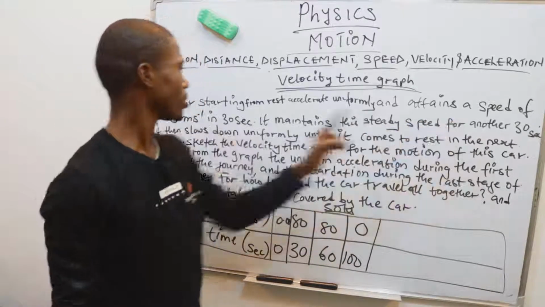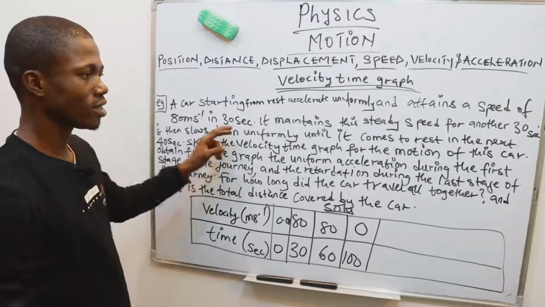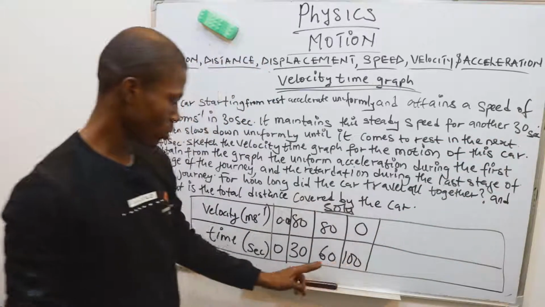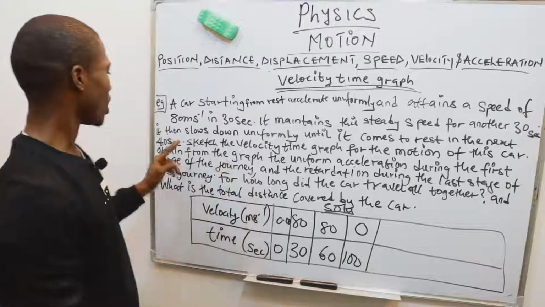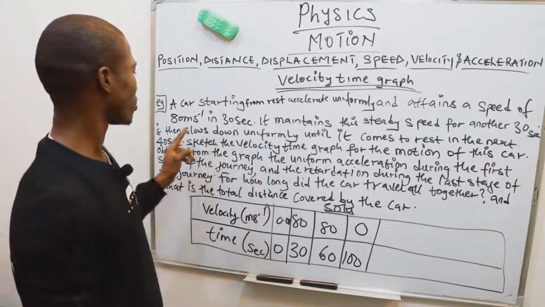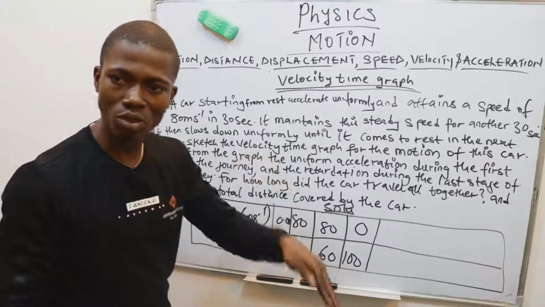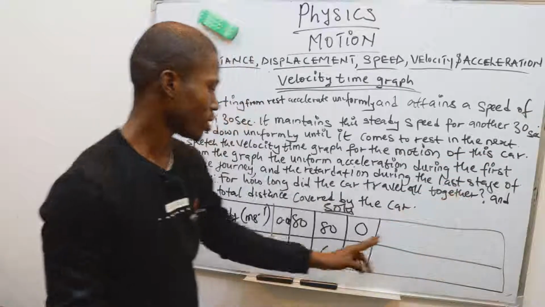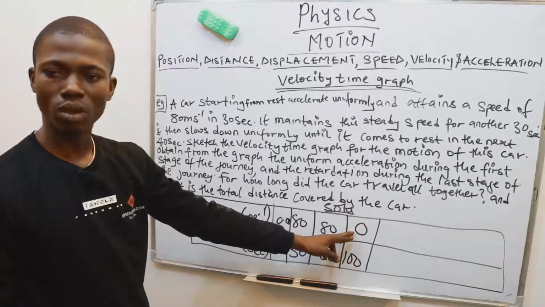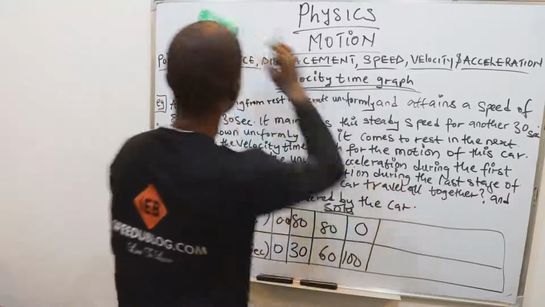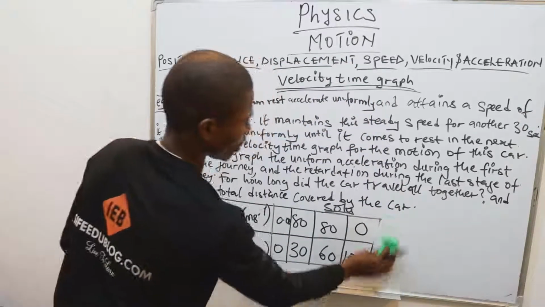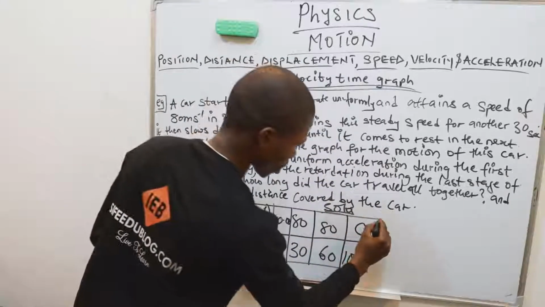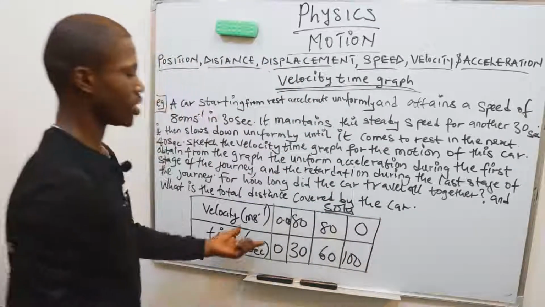The first time here is 30. The second time is 30, which is this 60, and the last time is 40, which is this 100. And by 40, the car has slowed down uniformly to rest. Thereby, our velocity is now 0. From here, this is our table of value.